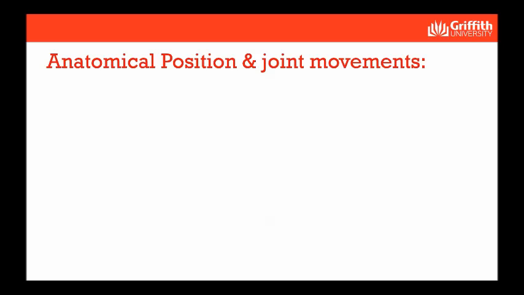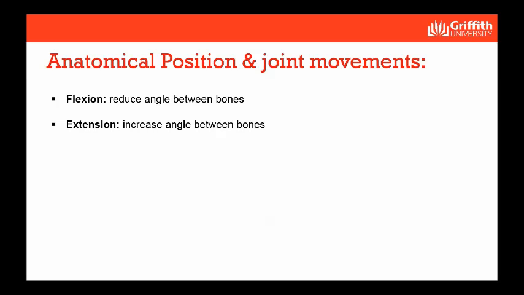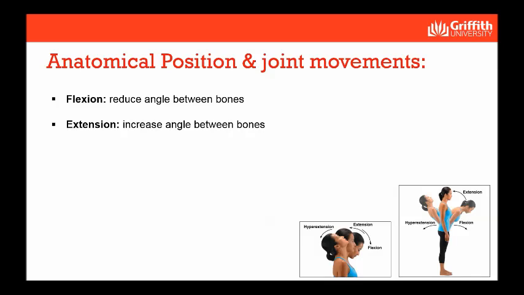Before we go on, let's review the anatomical position and body movements. Flexion occurs when the angle between 2 bones is reduced. Extension is a result of an increase in the angle between 2 bones. Rotation refers to the movement of a bone, turning around its long axis. This might include medial or internal rotation, or lateral or external rotation.